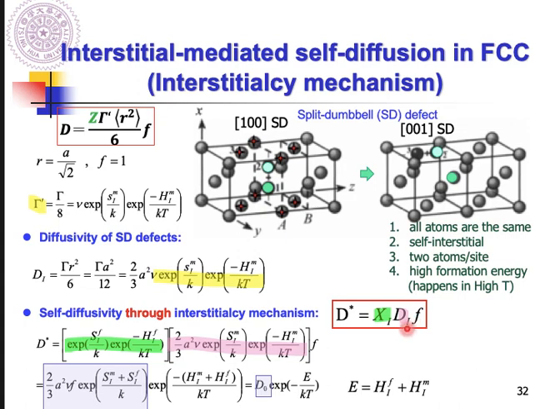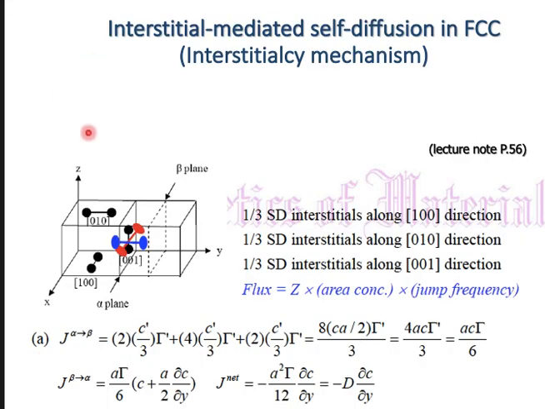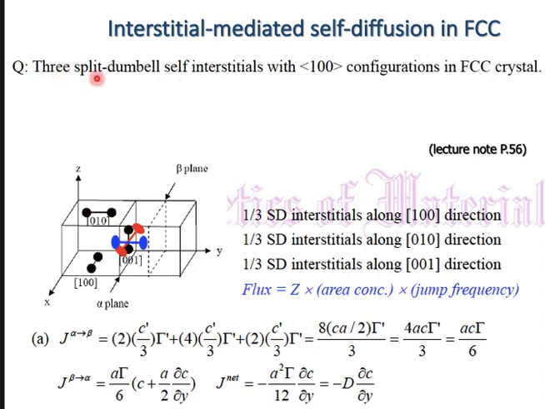Okay, based on this, since we already explained how to get the self-diffusivity of the host atom through the interstitialcy mechanism, I'm going to give you an example. The question is: we have 3 split dumbbell self-interstitials with 100 configurations in an FCC crystal. So it tells you we have split dumbbell self-interstitials, and the directions we have are 3, right?